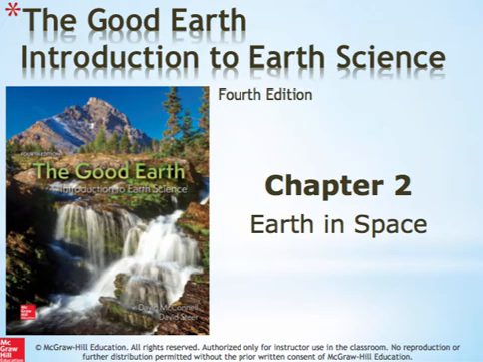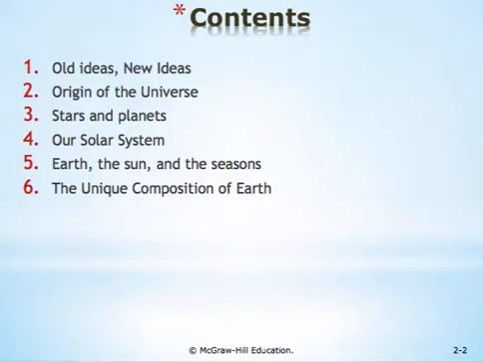Chapter 2 of The Good Earth. There are 6 different categories we will be discussing: old ideas and new ideas, the origin of the universe, stars and planets, our solar system, Earth, Sun, and the seasons, and why we have temperature variation, and the unique composition of planet Earth.